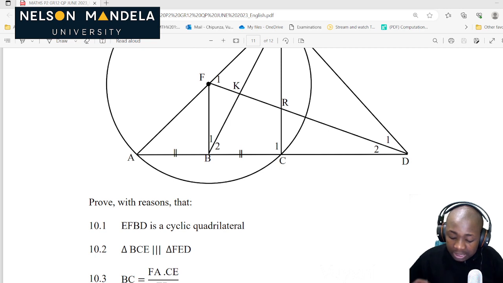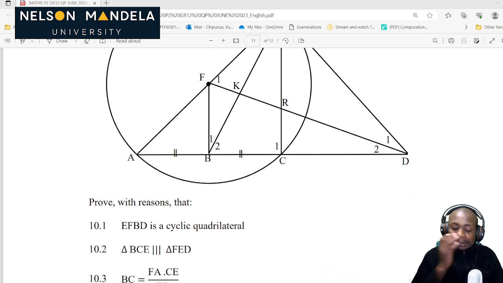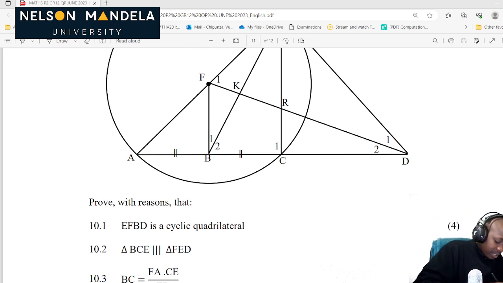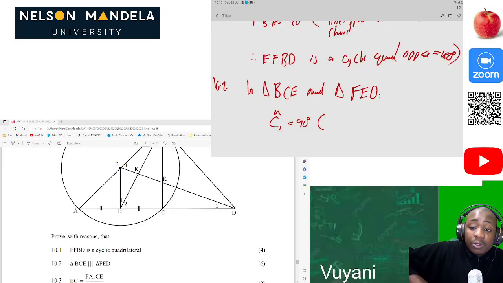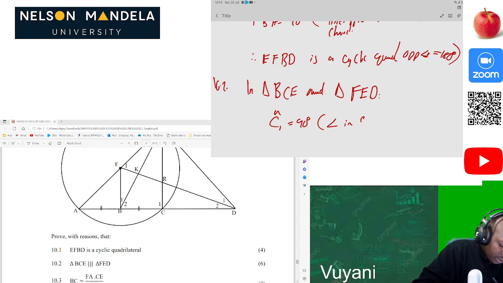So where can we start there? Okay, we can see that angle C1 is 90 degrees. Why? Because it is the angle in a semicircle. Let me show my screen there. That's an angle in a semicircle.